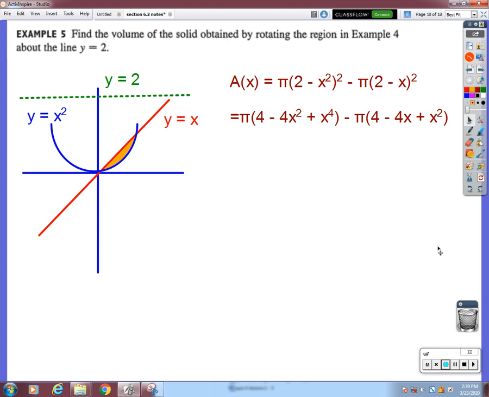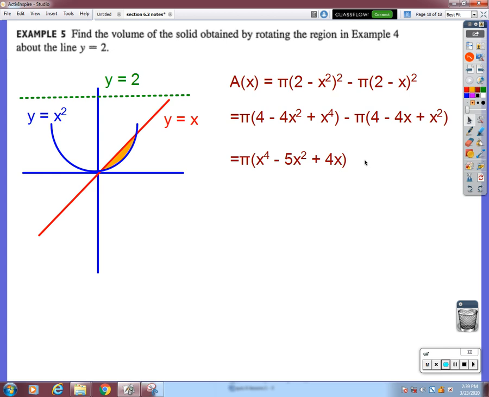Okay, so we can simplify that considerably. If I FOIL this out, that's 4 minus 4x squared plus x to the fourth. If I FOIL this out, I get 4 minus 4x plus x squared. And then I have some like terms that I can combine. I'm subtracting here, so I'm going to take the pi and put it out in front, and then I'll write this in kind of better order. So I've got x to the fourth, and then minus 4x squared minus x squared is minus 5x squared. Then where's my 4x? Okay, minus 4x gives me this 4x, and then this 4 minus this 4 cancel each other out.